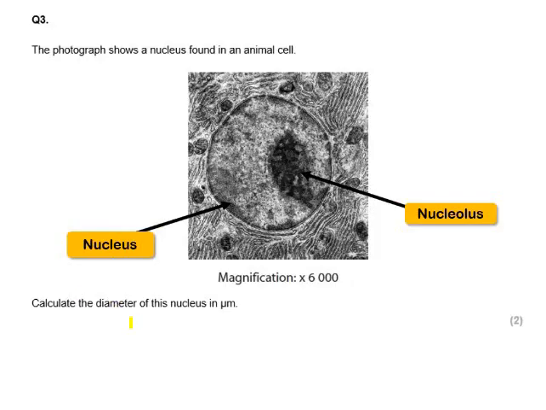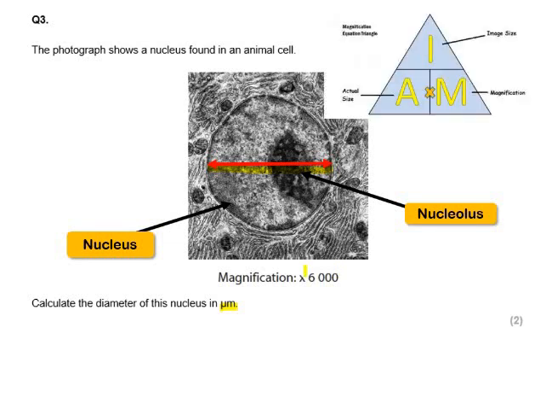The next slide was a magnification question, which actually was not as good as I expected it to be. A few people were measuring the nucleolus rather than the nucleus, and the question asked you to give it in micrometers, which again some people did not do. Now, to calculate the diameter, we know that that's the entire length of a circle. And if you remember your magnification triangle, I goes on top, A and M go on the bottom, with the top being the size of the image.